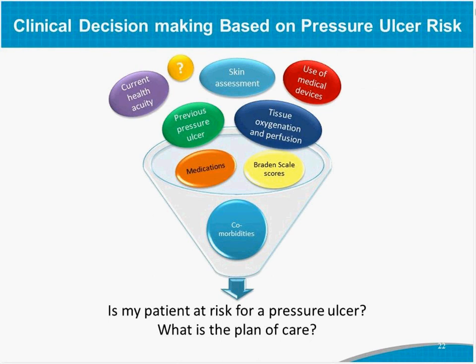So you take all these factors, which I've talked about as you see here, and there may be some that we don't know yet, and that's why the question mark is there. Skin assessment, medical devices, tissue oxygenation, standard scores such as the Braden scale, medications, comorbidities, a history of pressure ulcers, current health, all of those factors you cipher down to make a decision. Is my patient at risk for a pressure ulcer? And you come up with a plan of care for the patient to hopefully prevent the ulcer.